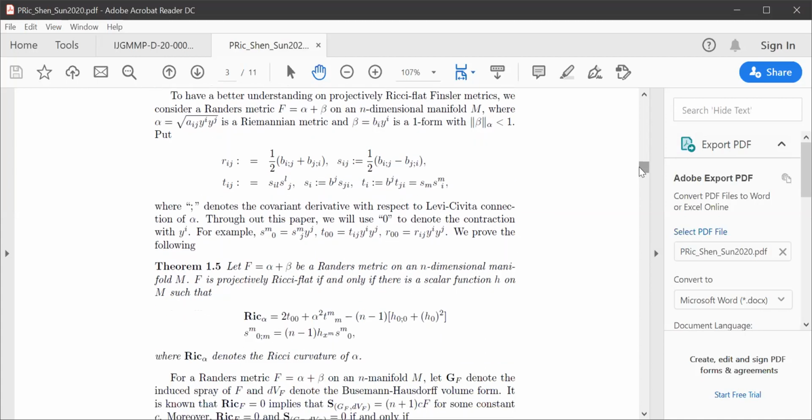By a standard computation, a little bit complicated, we already know the formula for the Ricci curvature of a Randers metric. Using that formula and applying it in detail, we find that it is projective Ricci-flat if and only if the Ricci curvature of alpha satisfies this condition and beta satisfies the second condition. Now, I have to say that there is a scalar function h there, just for some function. We don't know it.